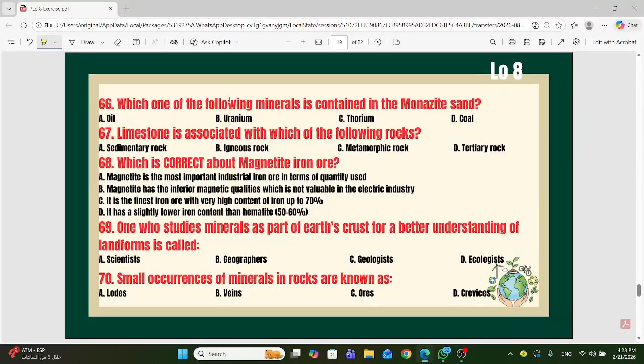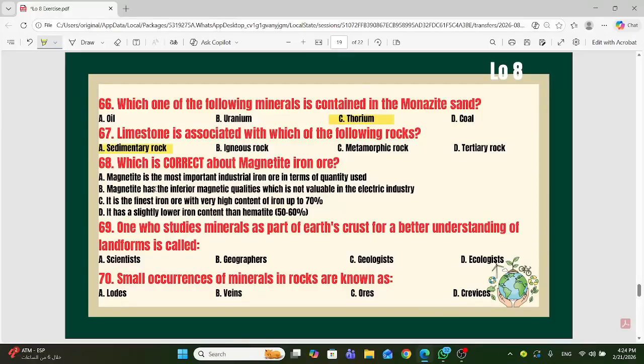Which one of the following minerals is contained in monazite sand: oil, or uranium, or thorium, or coal? No, it is the strange name. The limestone is associated with which of the following rocks: sedimentary rocks, igneous rocks, metamorphic rocks, or tertiary rocks? No, sedimentary rocks.